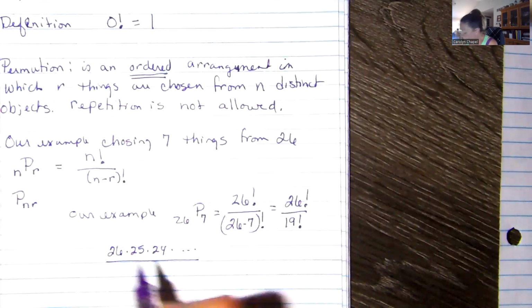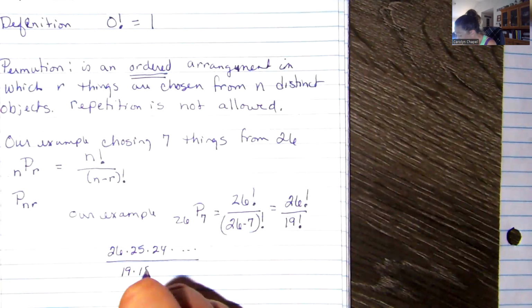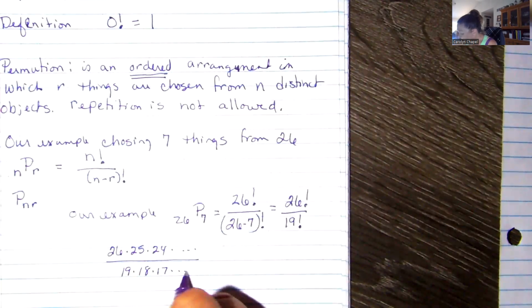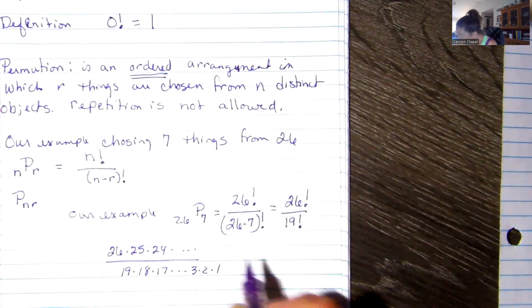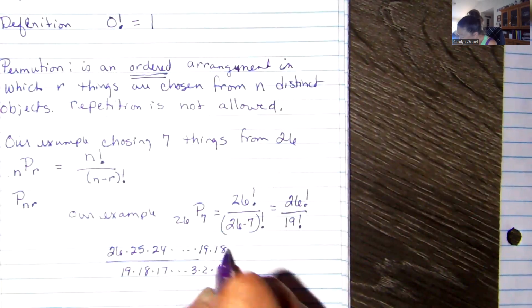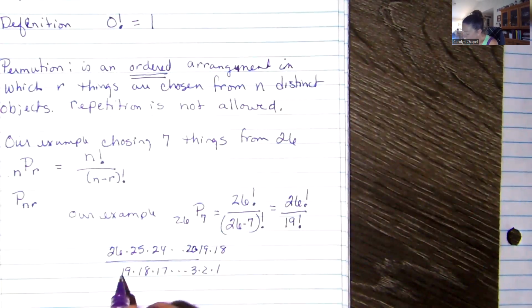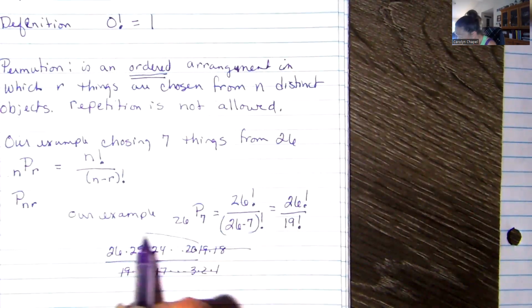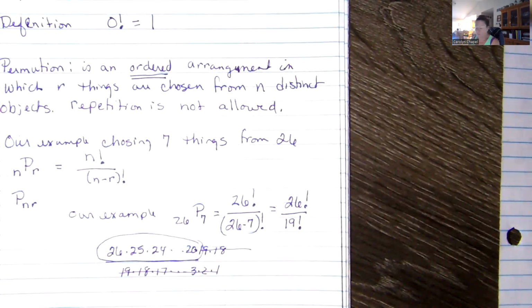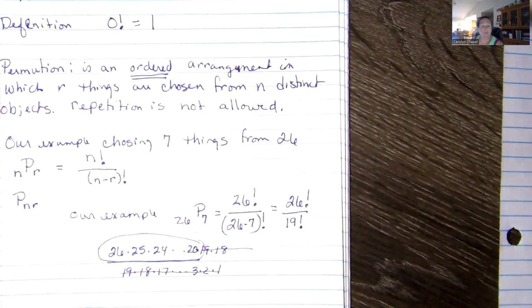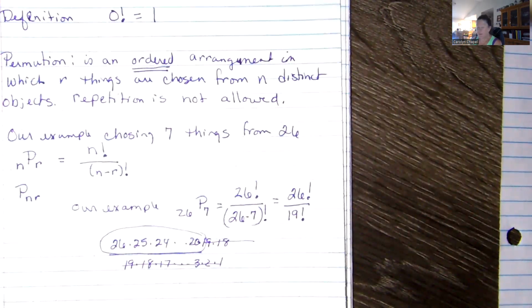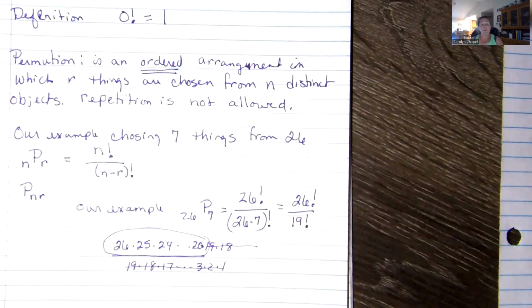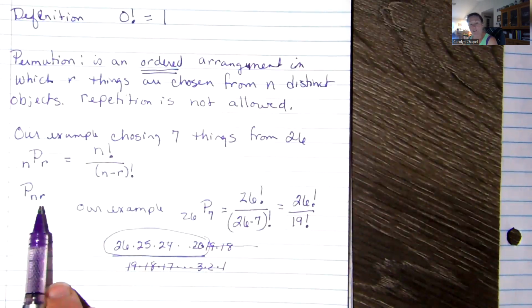And 19 factorial is 19 times 18 times 17, all the way down until 3 times 2 times 1. Eventually, we're going to get these guys. Notice these would all cancel. We'd have this piece here, which is exactly what we had before. Okay, and we can do this on our calculators. You may have remembered that little PBR button. You saw that NPR, that was first thing.